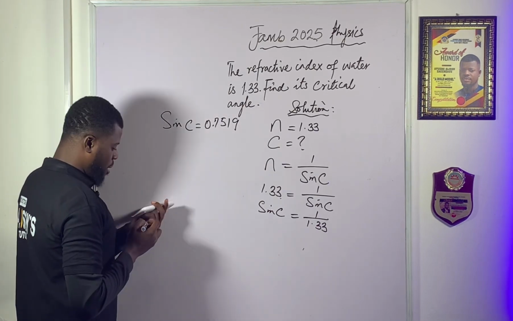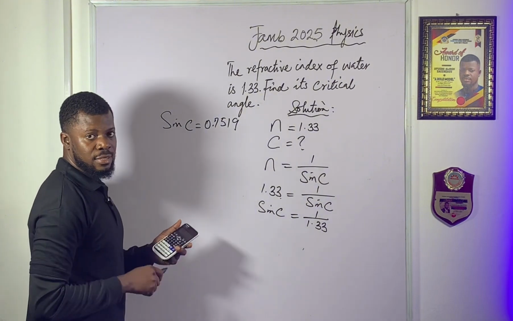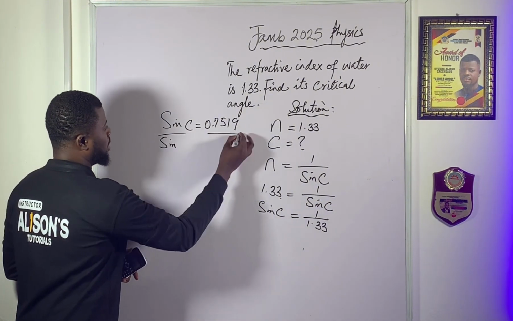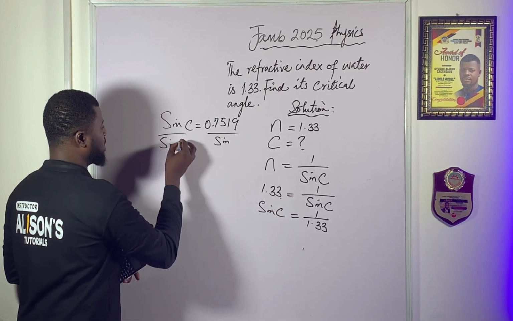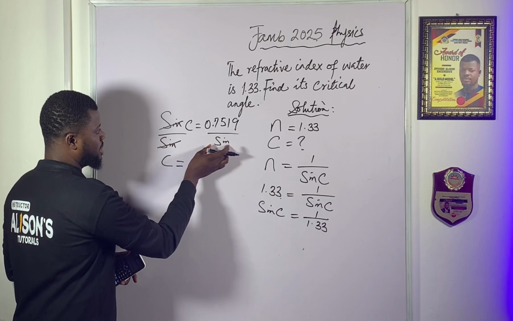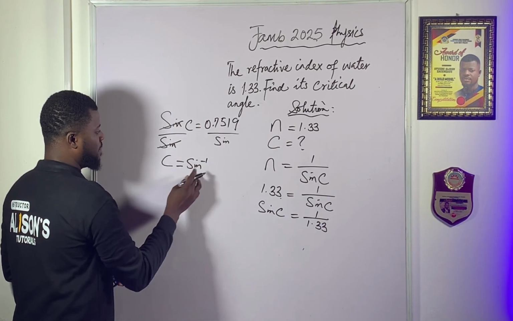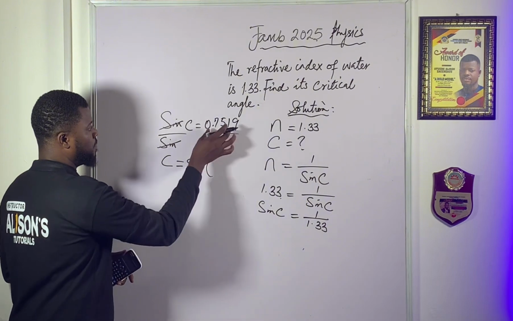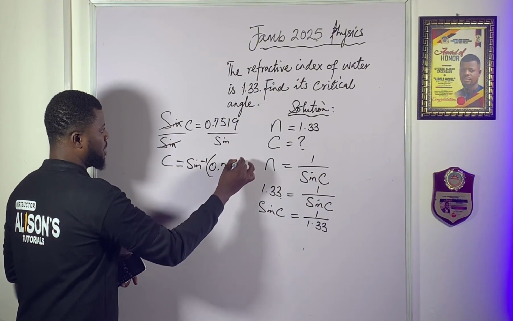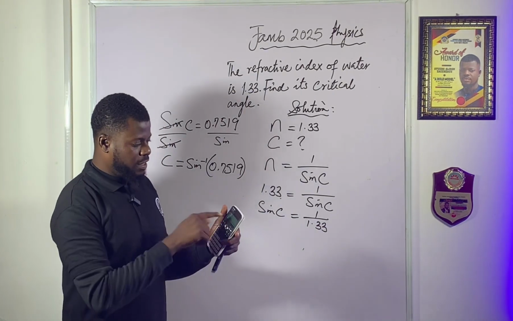All right. So now to look for this C, I'm going to divide both sides by sine. If I divide both sides by sine and do the same for the right hand side, this will cancel, leaving us with C. This is more like saying inverse of sine, which is the same thing as sine inverse, just like this, of this value 0.7519. Hope you're catching the flow. So now you have this value.